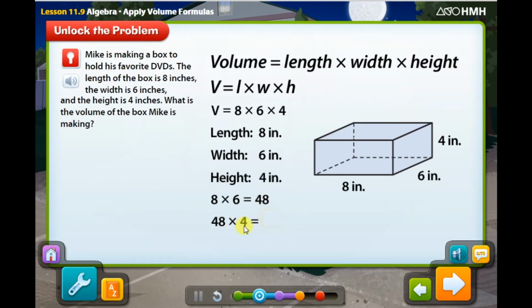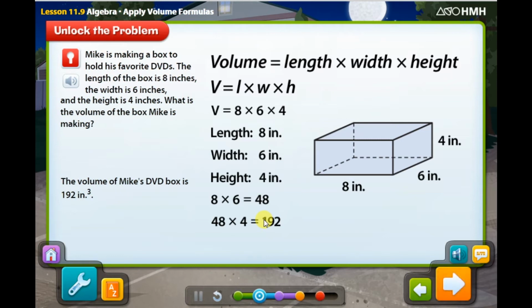First multiply 4 by 8, which will give you 32. Then multiply 4 times 4, which is 16. So plus the 3 from 32, it would be 192. 48 times 4 is 192. So the volume of Mike's DVD box is 192 cubic inches.